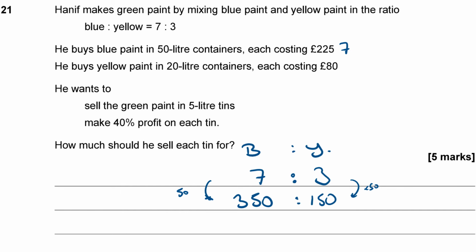But 150 is not a multiple of 20. So let's just double that up then. So let's say 700, so multiplying by 2.